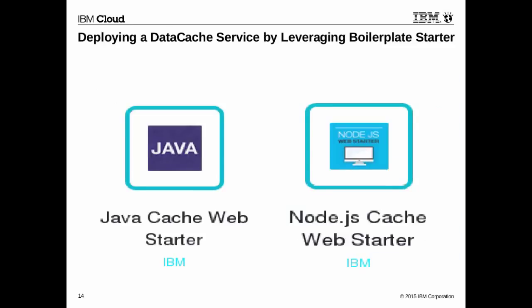The DataCache service can be provisioned using Bluemix boilerplates, which are pre-bundled with Java and Node.js runtimes. This is a good way to evaluate the service using your preferred language and runtime environment.